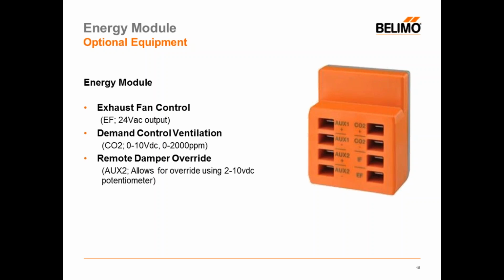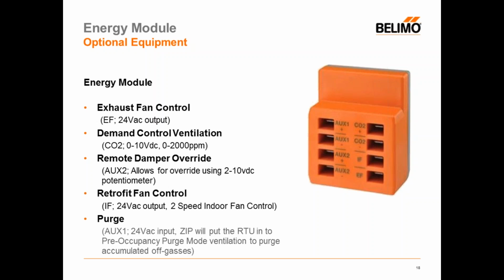Some examples where this would be useful is if there was a chemical spill in the space and you would like to purge the space, or we have some customers in California who close the damper when there are wildfires upwind to mitigate smoke. And 2-speed retrofit fan control, as well as pre-occupancy purge.